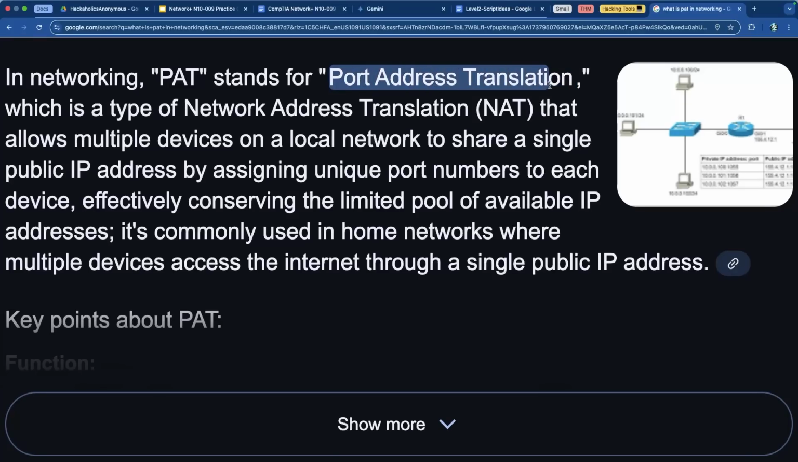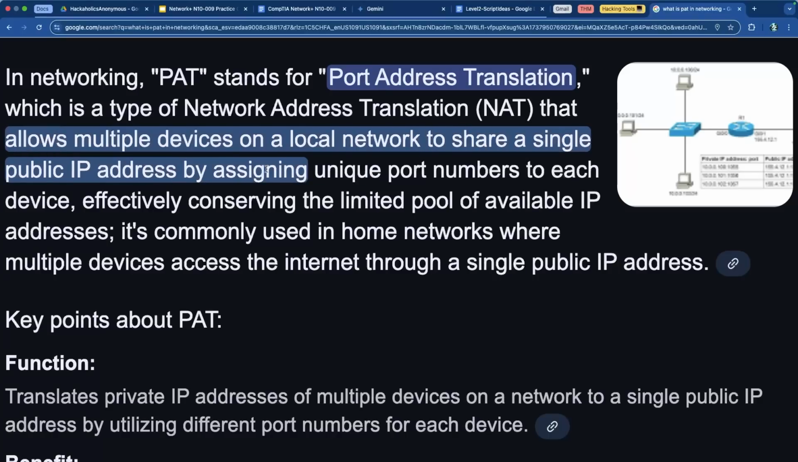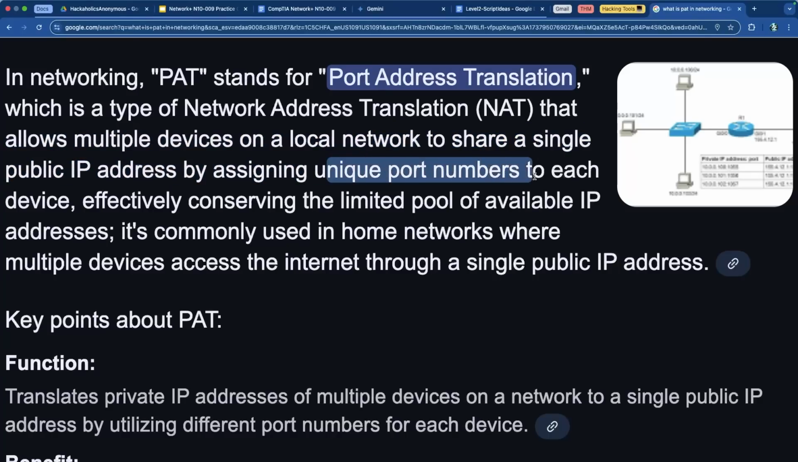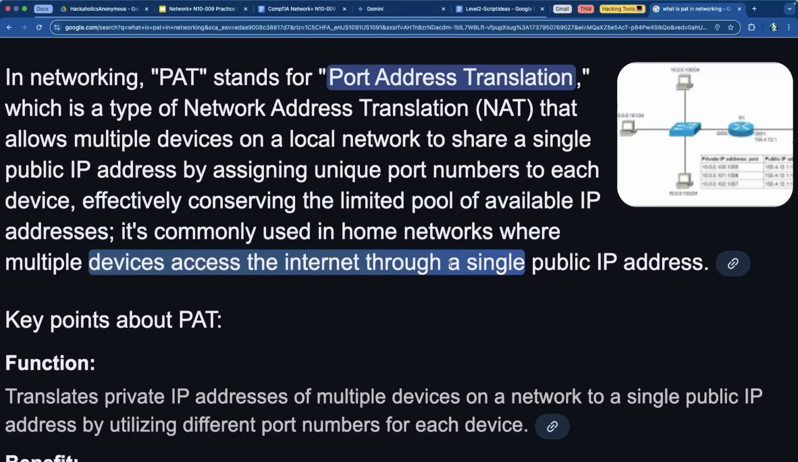So it's port address translation. PAT is port address translation, which is a type of network address translation that allows multiple devices on a local network to share a single public IP address by assigning unique port numbers to each device, effectively conserving the limited pool of available IP addresses, and is commonly used in home networks where multiple devices access the internet through a single public IP address. But the way that happens is that each one of those devices is now using a unique port connected to that public IP address, and that's how it's able to use the same IP address to access the internet.